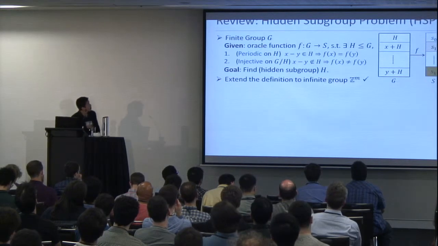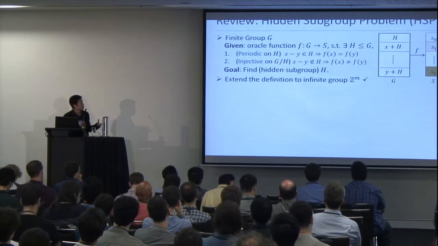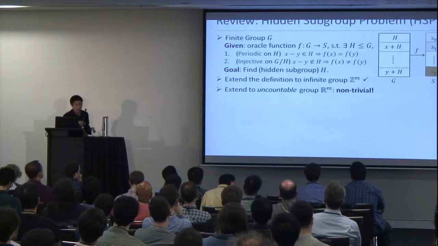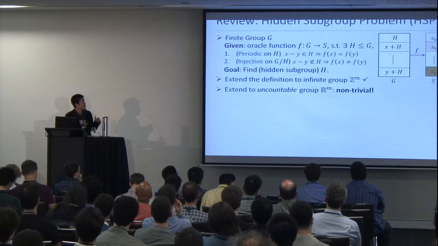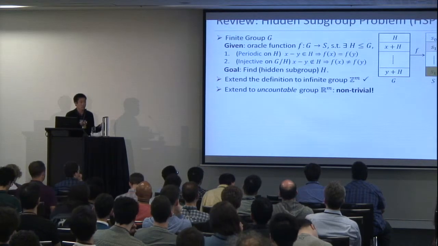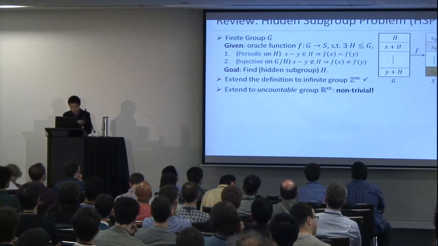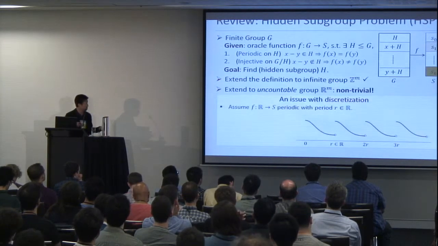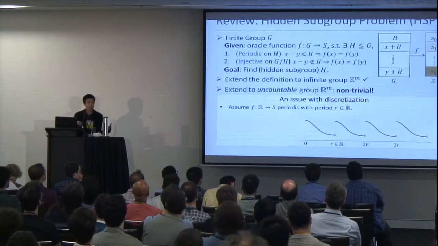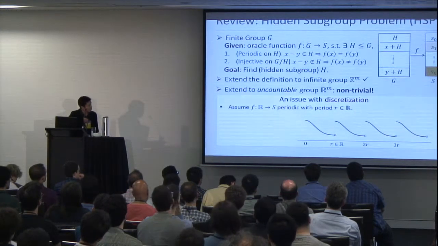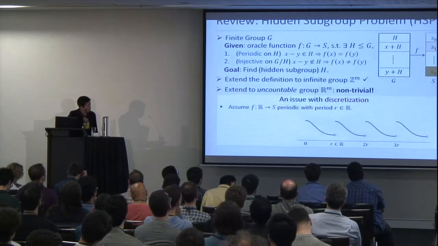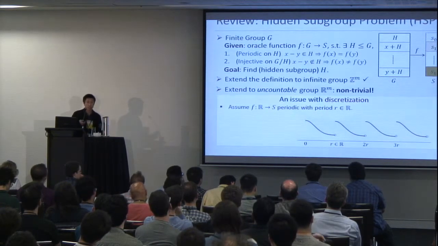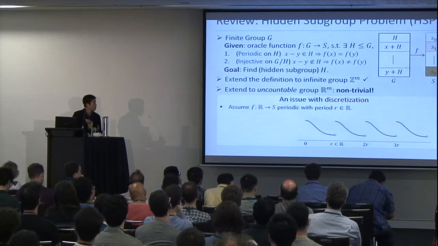So this definition extends to infinite groups like the integers and high-dimensional grids very easily. However, giving a sensible definition for groups like the reals turns out to be non-trivial. At least one subtlety is about discretization. You can still imagine a function f defined on the real line that is periodic with period r, and we want to access the function by computers in order to find the period r.